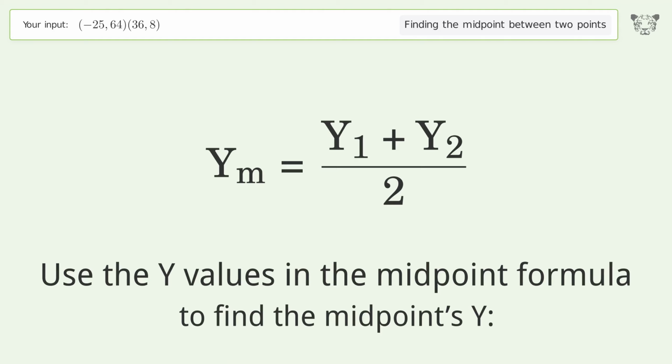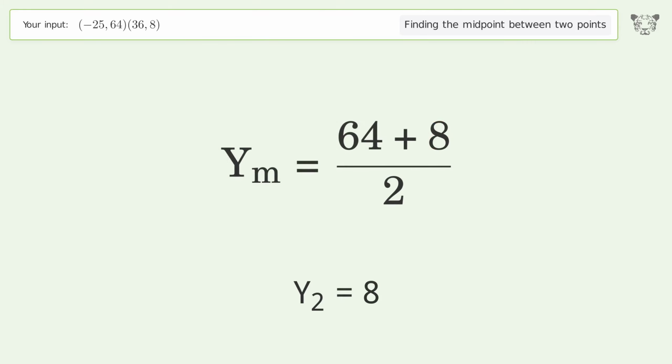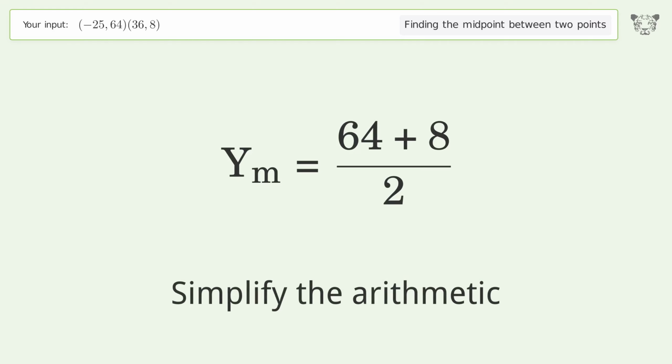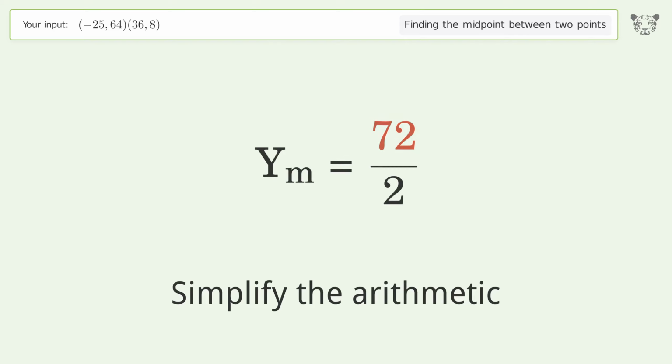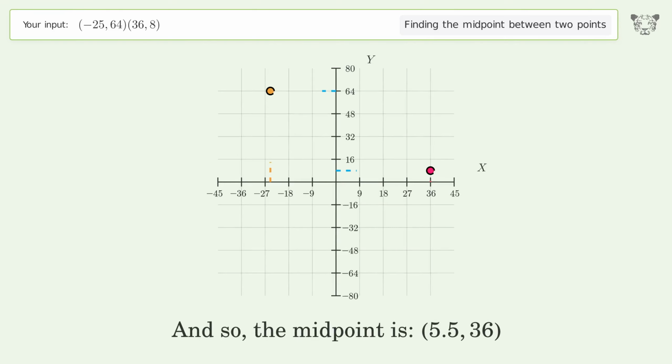Use the y values in the midpoint formula to find the midpoint's y. y1 equals 64. y2 equals 8. Simplify the arithmetic. And so, the midpoint is (5, 36).